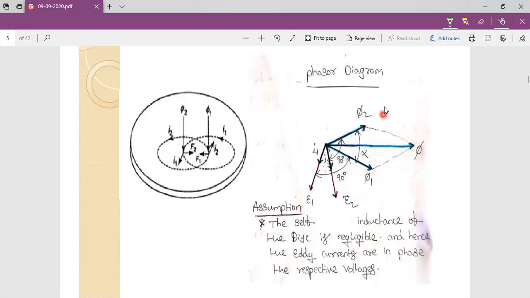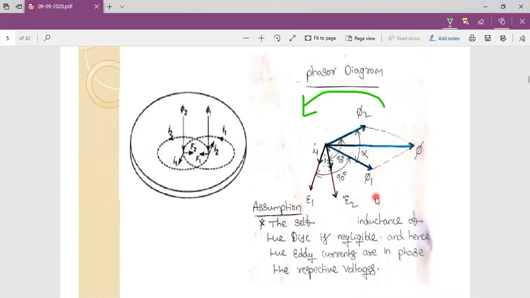Let's assume the phasors are moving anti-clockwise. At that moment, phi 2 leads phi 1 by an angle of alpha. These two fluxes are alternating fluxes, and they are linked with the disk.